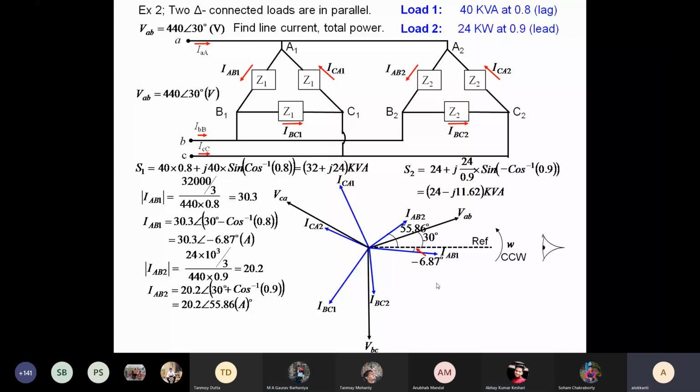So applying KCL at A. By A, what I mean is A1 and A2 are combined, if the transmission line impedance is 0, so basically it is the same point. Applying KCL, what do you get? IAA, the incoming current, is equal to IAB1 plus IAB2 minus ICA1 minus ICA2. You can apply the KCL, and this is equal to IA. So find out the value of IA.